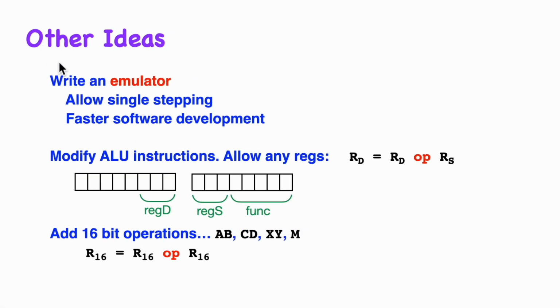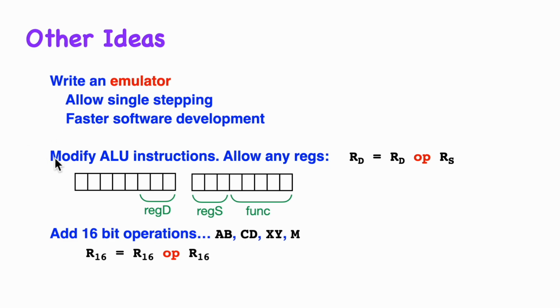I also have a number of other ideas for EveCore projects that you might want to tackle. One idea is to write an emulator for the EveCore instruction set architecture, which would allow programmers to execute EveCore programs on their laptops. Among other things, this would allow single stepping through a program, which would make debugging perhaps a little easier in certain situations. And it would also allow for faster software development for another reason, and that is that every time you write a program and want to run it, you don't have to download it to the FPGA, but you could execute it directly on your laptop.